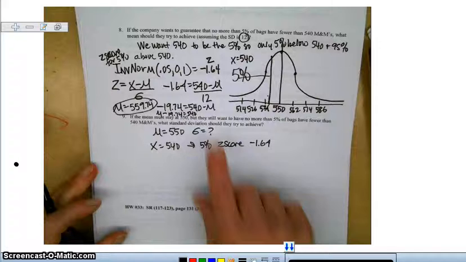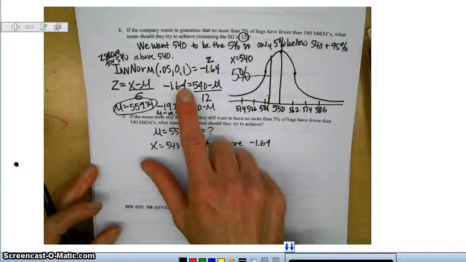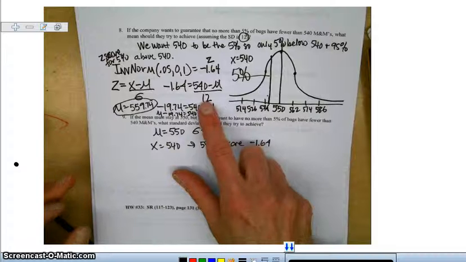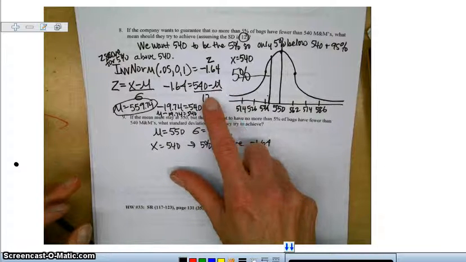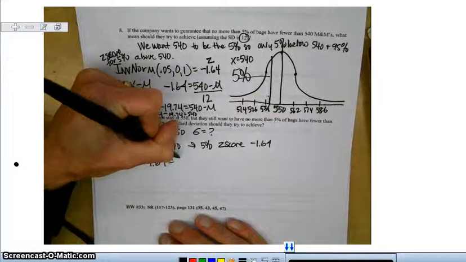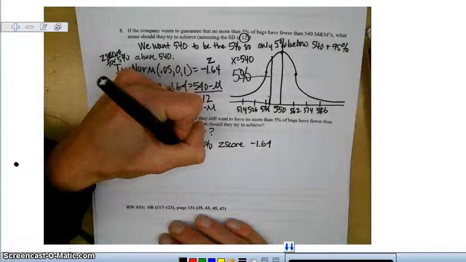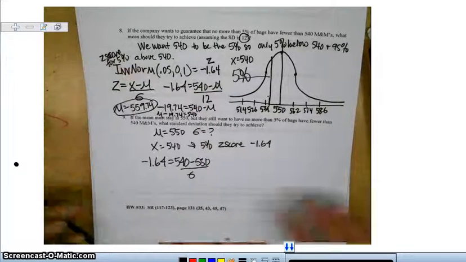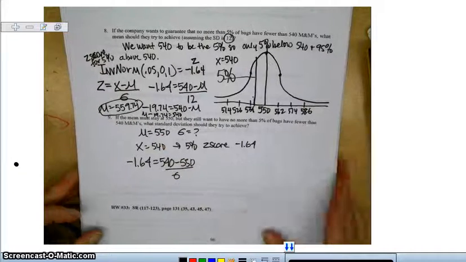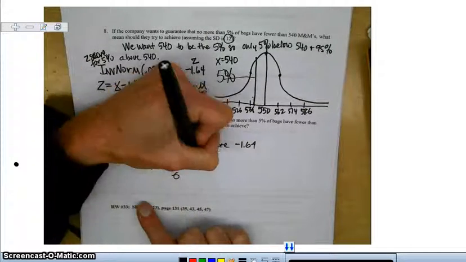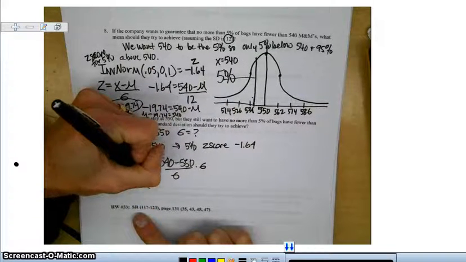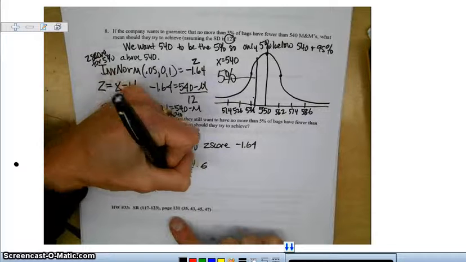So we're basically going to set up the same equation we just did. The only difference is, instead of the mean being the unknown, the sigma is. We're going to keep the mean and make the sigma the unknown. So I'm going to set up negative 1.64 equals 540 minus 550 all over sigma. So what should sigma be if I want this same characteristic as up here? So I need to multiply both sides by sigma first. So negative 1.64 sigma equals 540 minus 550, which is negative 10.